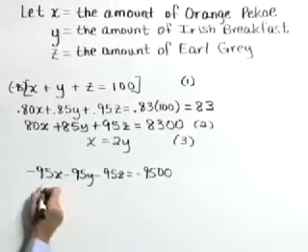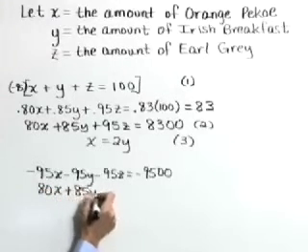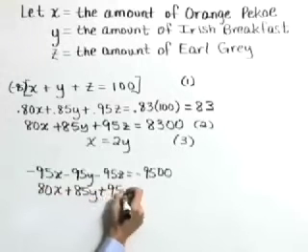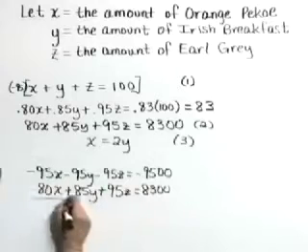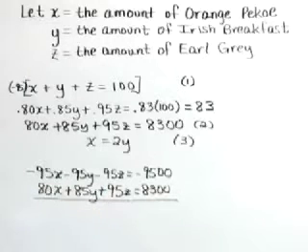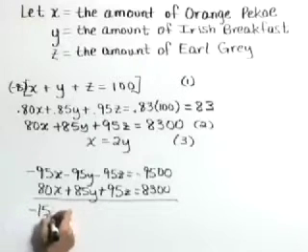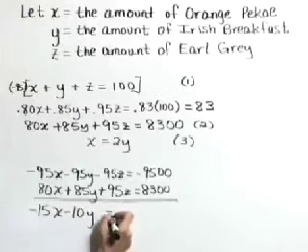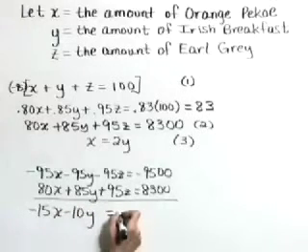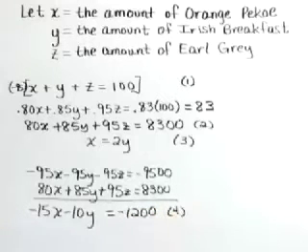Now let's just write equation 2. It is 80x plus 85y plus 95z is equal to 8,300. Add these equations together. Notice that your z variable is going to cancel. We get negative 15x minus 10y is equal to negative 1,200. We can call that equation 4.